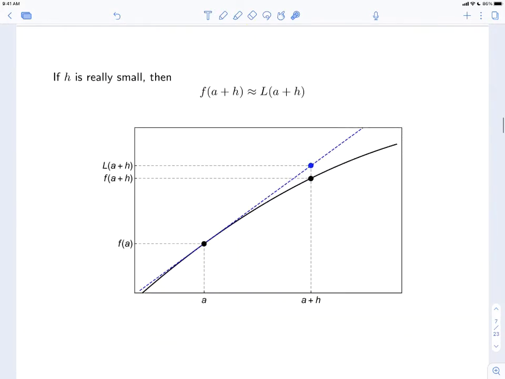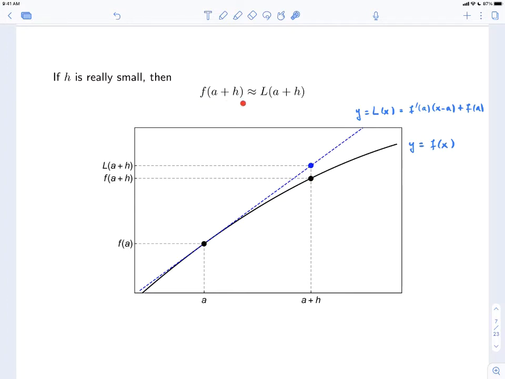If h is really small, then f at a plus h is approximately equal to L at a plus h. So again, the curve here is y equals f at x, and the line is y equals L at x. That is to say, it's f prime at a times x minus a plus f at a. And we can see that at least when h is very small, the point on the line is very close to the point on the curve.